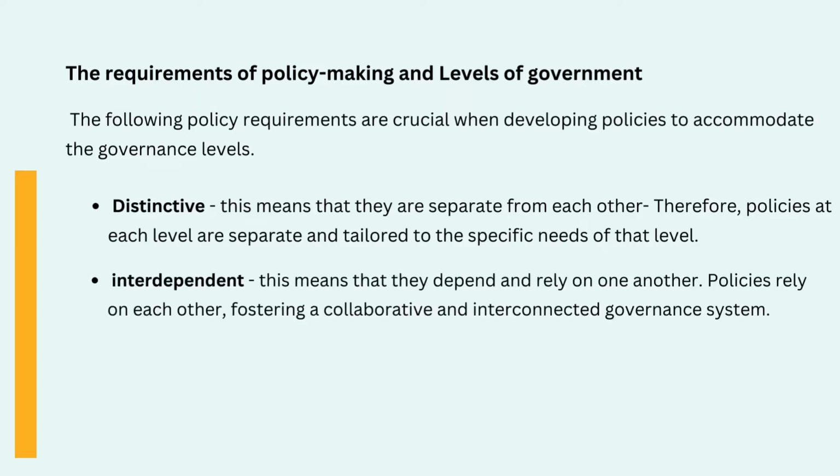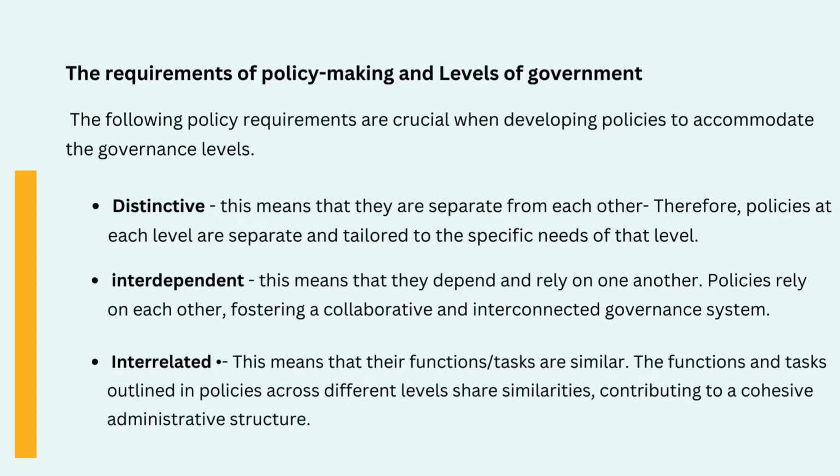2. Interdependent. This means that they depend on and rely on one another. Policies rely on each other, fostering a collaborative and interconnected governance system. 3. Interrelated. This means that their functions or tasks are similar. The functions and tasks outlined in policies across different levels share similarities, contributing to a cohesive administrative structure.